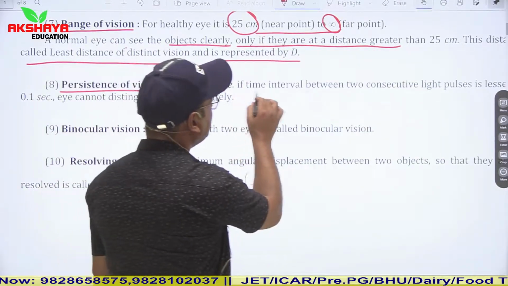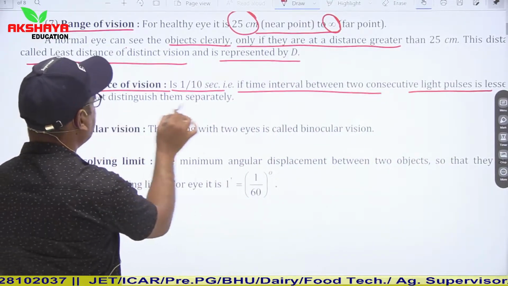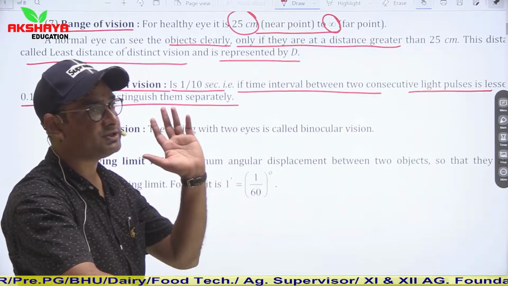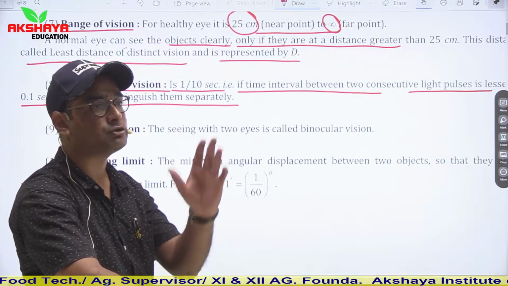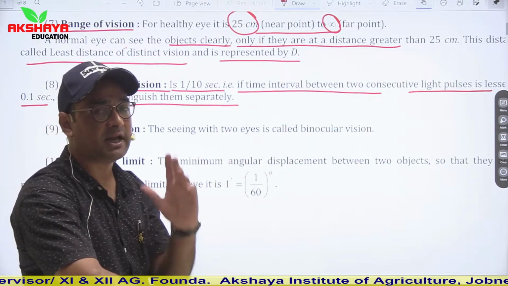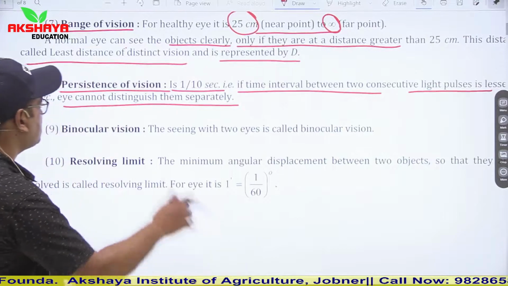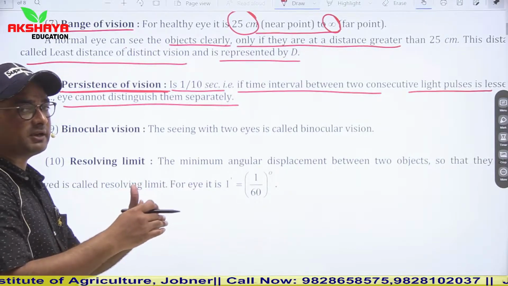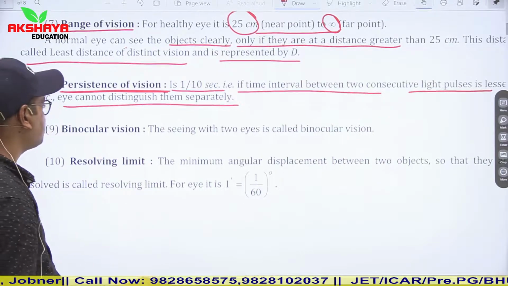It means if the time interval between two consecutive light pulses is less than 0.1 second, then I cannot distinguish them separately. It means minimum separation. Whenever we change the object in front of our eyes, it takes minimum 0.1 second to switch from one object to another object. If this time is less than 0.1 second, then our eyes cannot differentiate those different objects. So this time interval is known as persistence of vision. It means for this time interval, the previous vision keeps persisting until our new object comes.